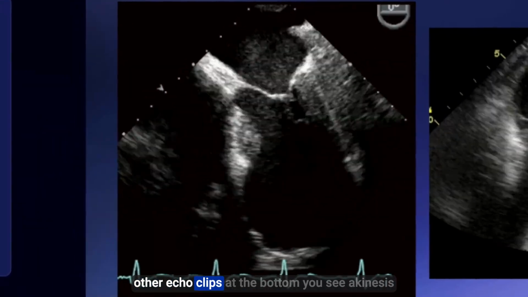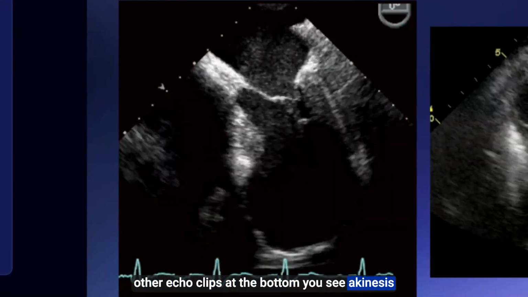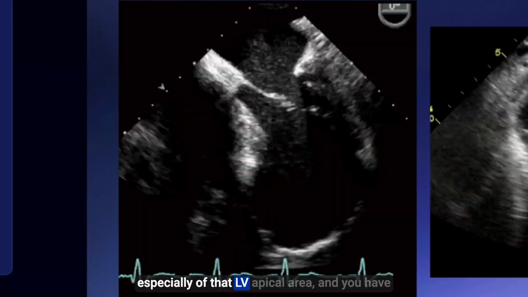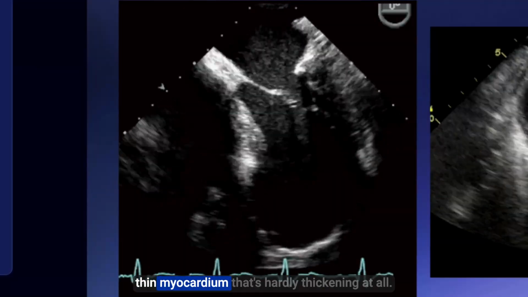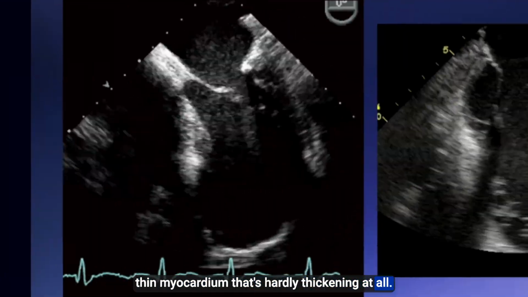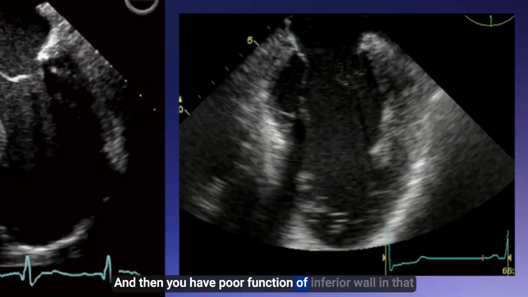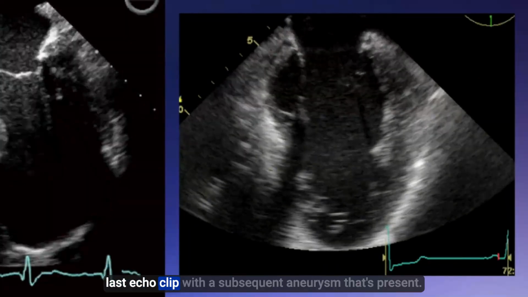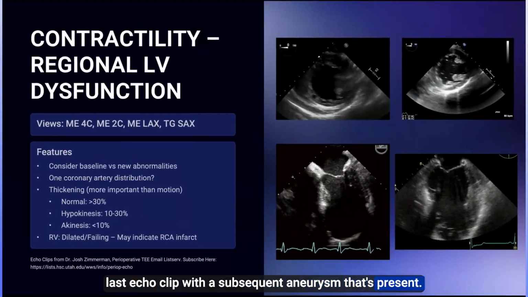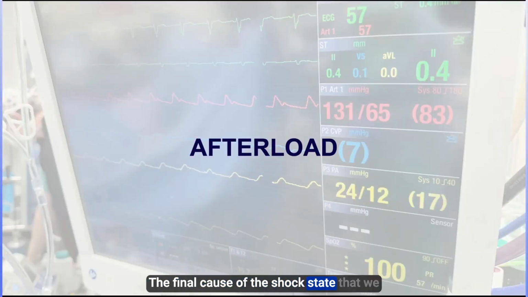And then these other echo clips at the bottom, you see akinesis, especially of that LV apical area, and you have thinned myocardium that's hardly thickening at all. And then you have poor function of that inferior wall in that last echo clip with a subsequent aneurysm that's present.